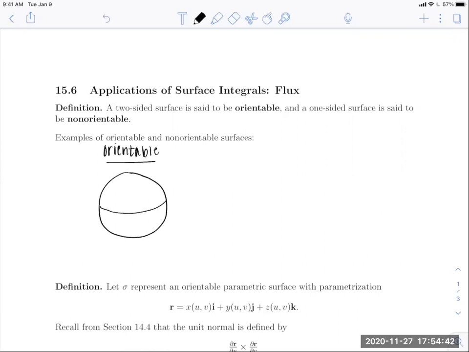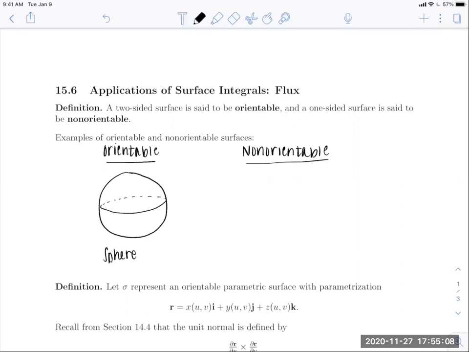If I said that some insect was walking on the outside of the sphere, you would know exactly what I meant versus the inside of the sphere. So the sphere is orientable. There are two sides to it. What about a non-orientable surface? We don't think about these quite as often. Let's draw an example of a non-orientable surface.